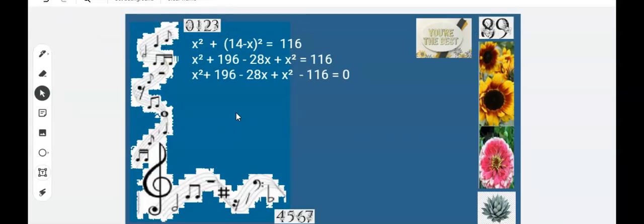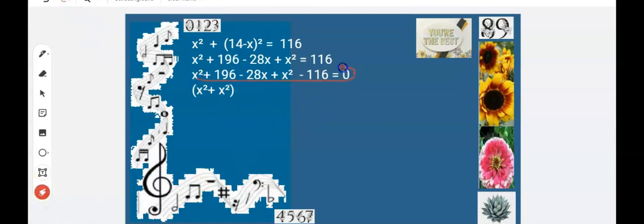Alright, so next step, combine like terms. In this solution line, we have two quadratic terms, positive x squared and another positive x squared. And then we have two constants, positive 196 and negative 116, and only one linear term. Again, in the standard form for a quadratic equation, there should be only one quadratic term, one linear term, and one constant term. And since there are two quadratic terms, the terms with x squared, we will combine them.